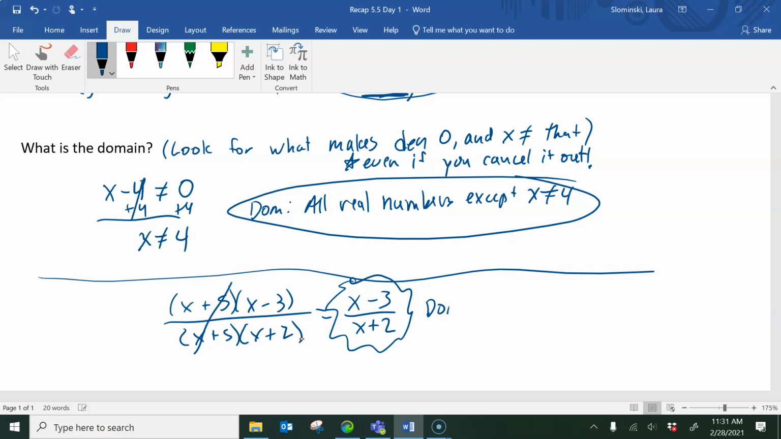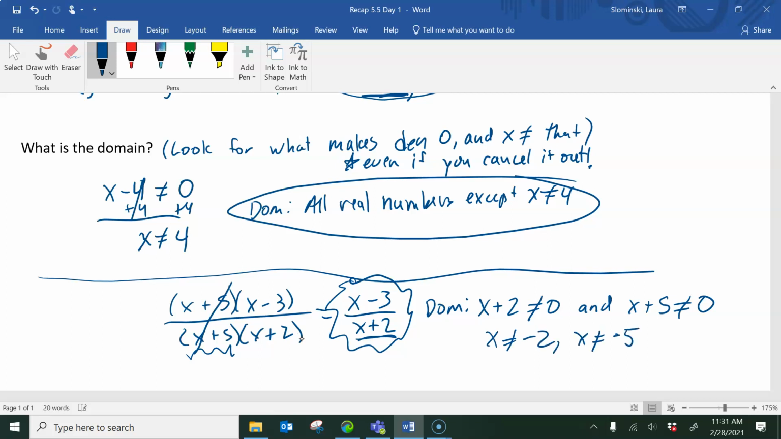But when I go to do my domain, I see the x plus 2 in the denominator, so I know x plus 2 can't equal 0. But don't forget that x plus 5 that you canceled out, that also can't equal 0. So in this case, my domain is that x can't equal negative 2, x can't equal negative 5. Okay, so this is kind of what I was referring to up here. Miss Green, again, does a couple of examples of it like that. The example we had on here just didn't happen to have anything canceled, so I wanted to make sure you recognize that.